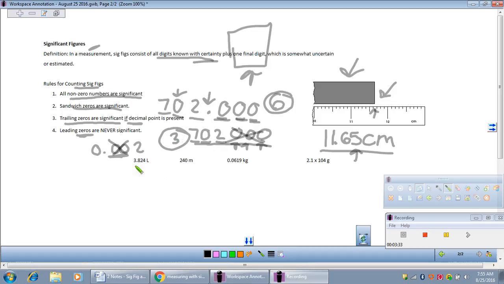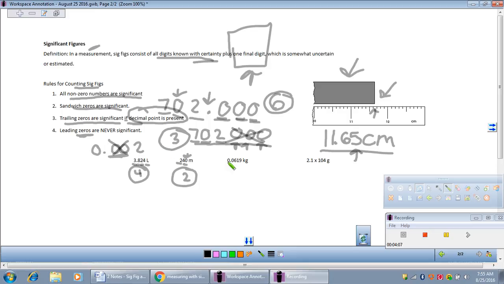So let's do some more practice. 3.824 liters. Well, these are all non-zero numbers. So since we have 1, 2, 3, 4, there are 4 sig figs. 240 meters. Notice that we have 2 non-zero numbers, so those are going to be significant. But we have ourselves a trailing zero. Well, trailing zeros are only significant if a decimal point is present. No decimal point, so we only have 1, 2 sig figs.